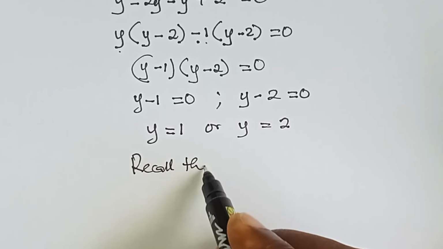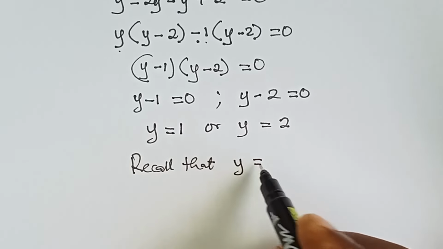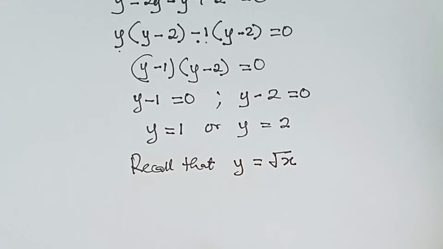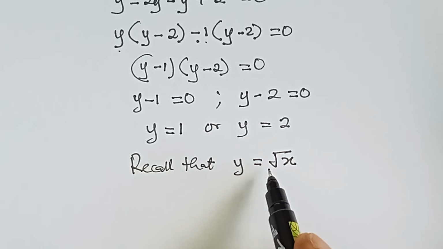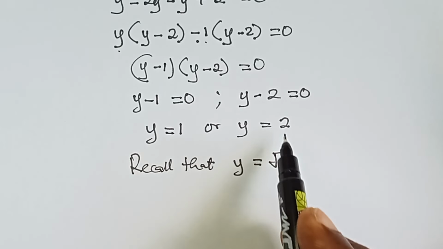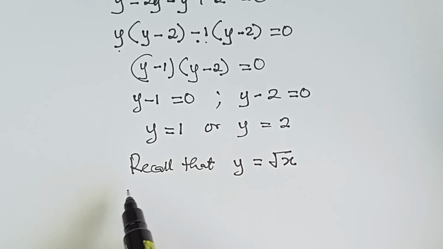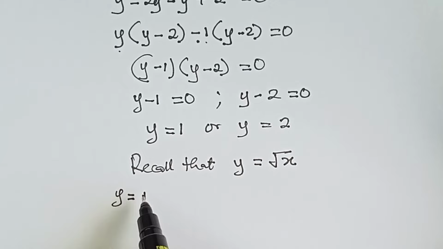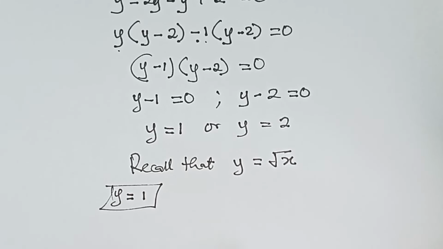Now let's recall that y equals square root of x. It means anywhere we see y, we can write 1 or we can write 2. Let's start with 1. If y equals 1, what will be our x?